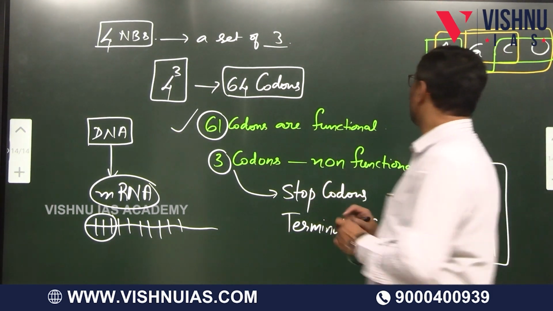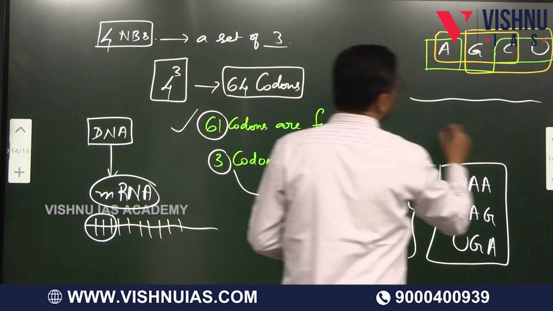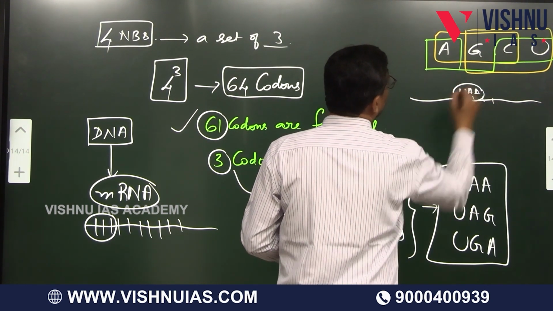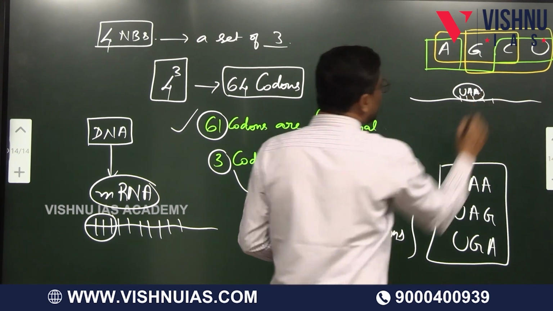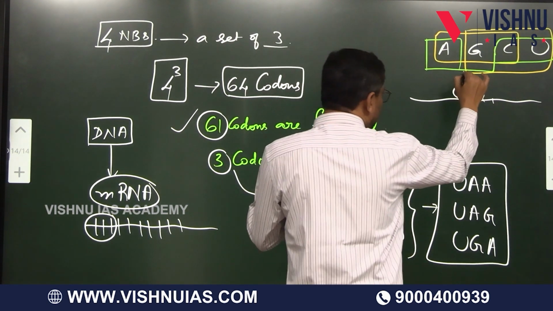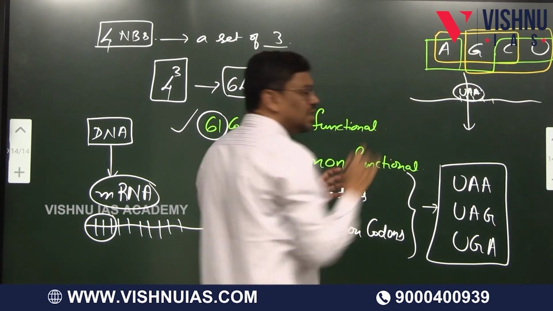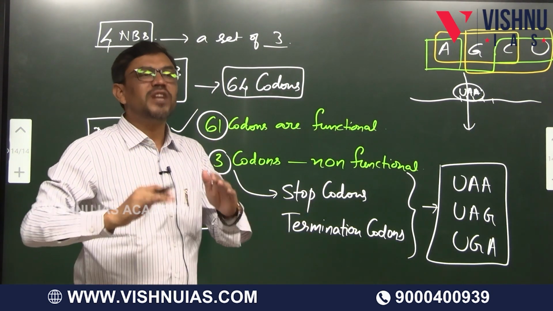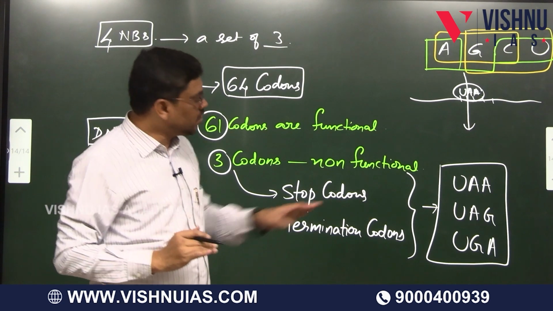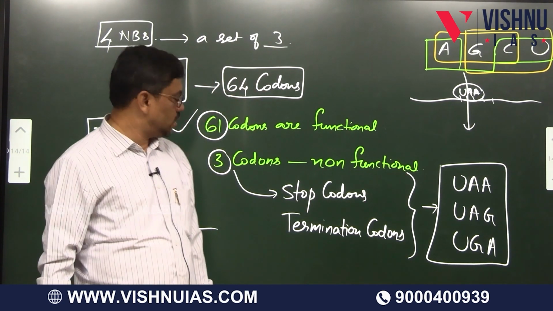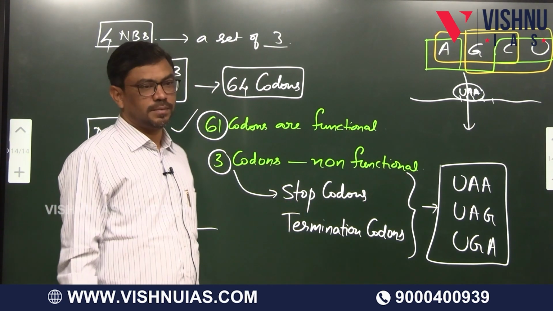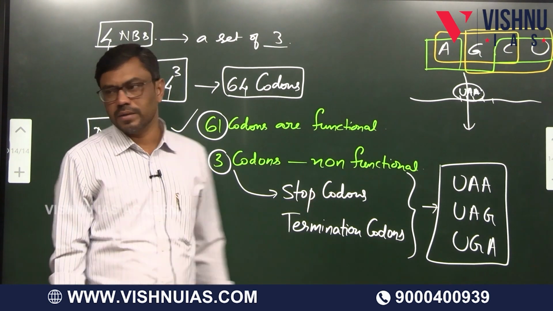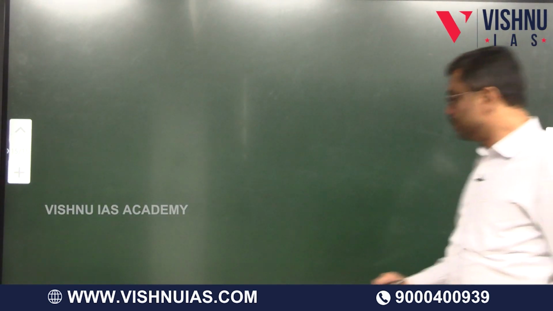Means what? Suppose this is an mRNA. Suppose you get UAA here. As it does not carry any information, if it comes, the protein synthesis will be stopped here. Got it? The protein formation will be terminated here. That's why they are called termination codons or stop codons. Just remember this. Okay. Right. So let us see.